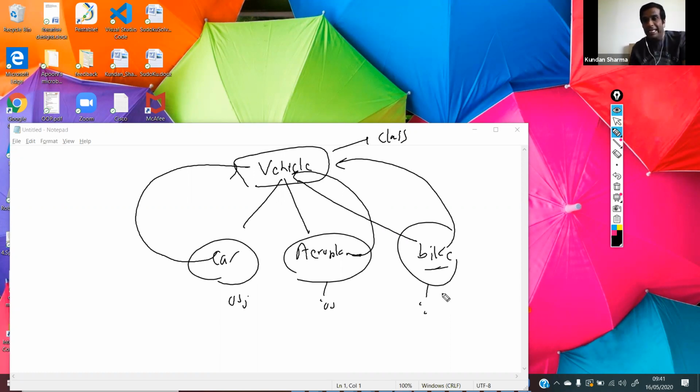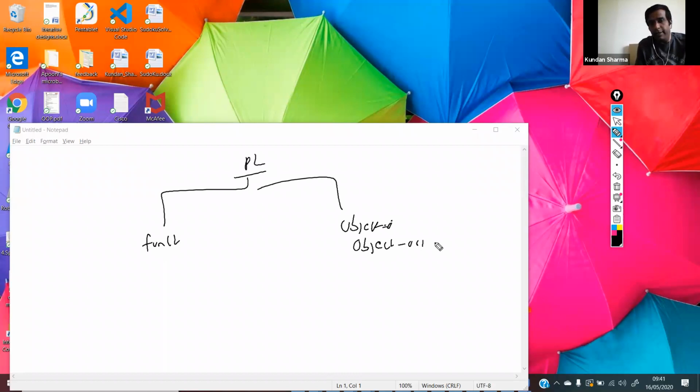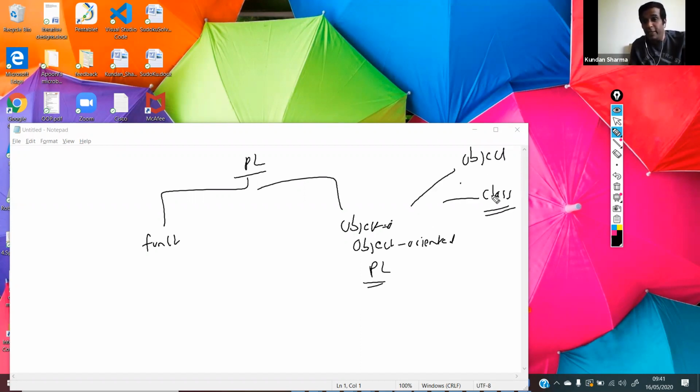Yeah. Now let us try to understand. We are now talking of programming languages: functional programming languages and object-oriented programming language. In this case, I use the word object versus class. So class is always generic, object is always specific. Class is something like a template, and object is something which is based on that template. Is this clear to you?